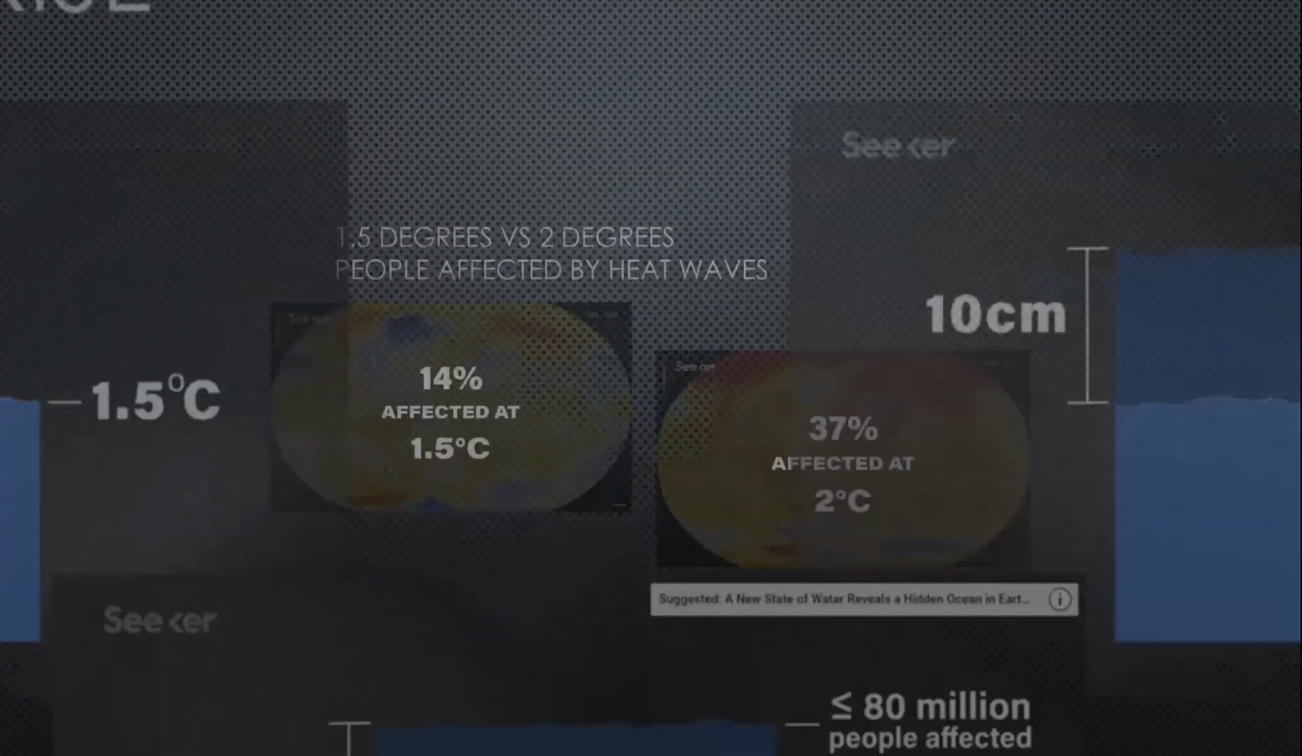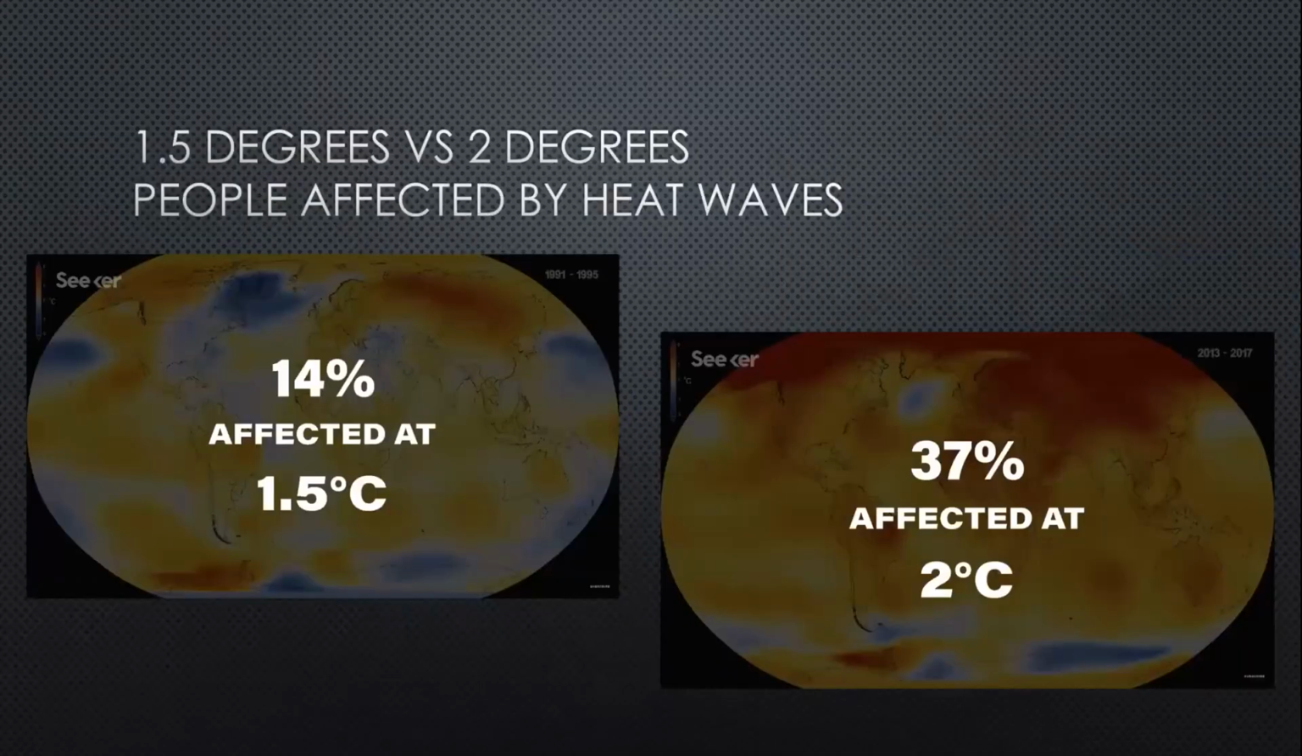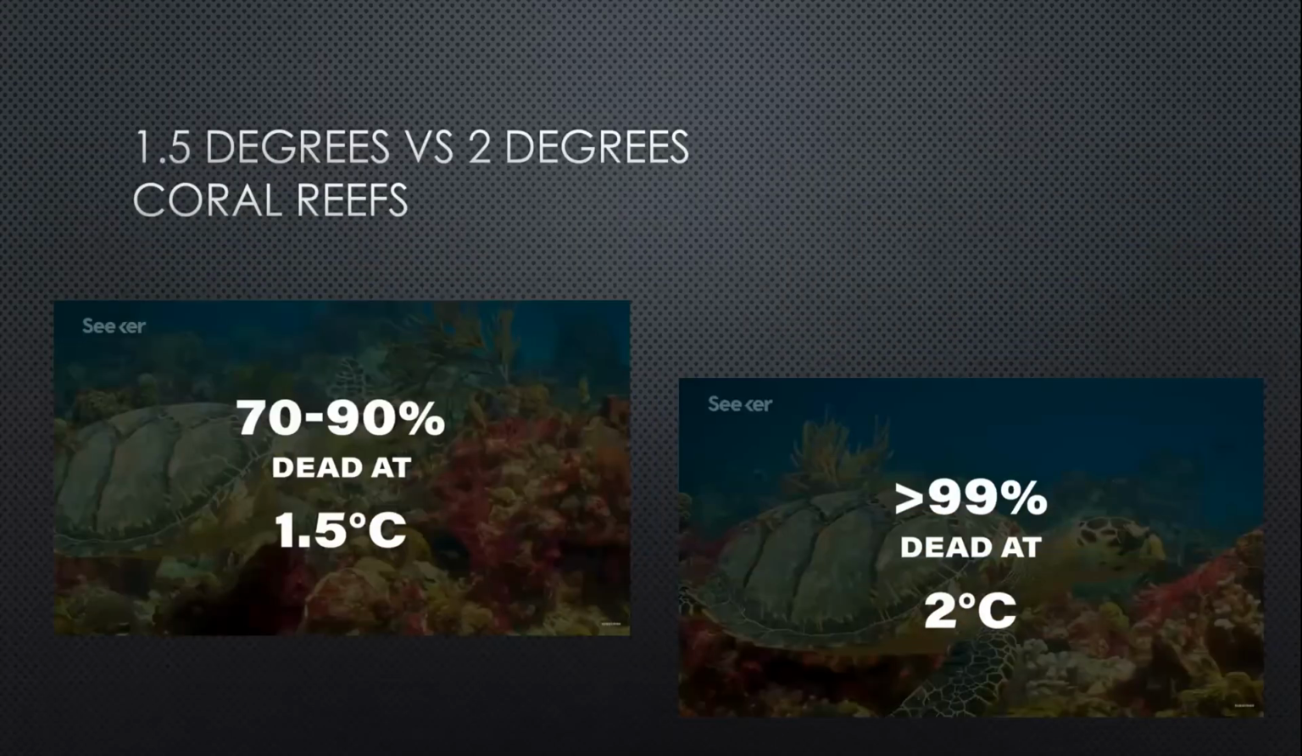And it is the same with the heat waves. We're going to look at this later on. It's the same with coral reefs. At 1.5, you've got 70 to 90% of coral reefs that would die, and at 2 degrees, over 99%. That is a lot. And now you've got coral reefs dead. That's a serious ecological problem.